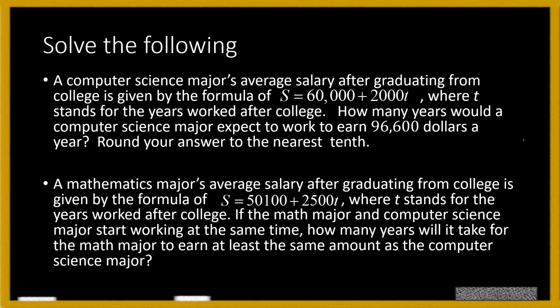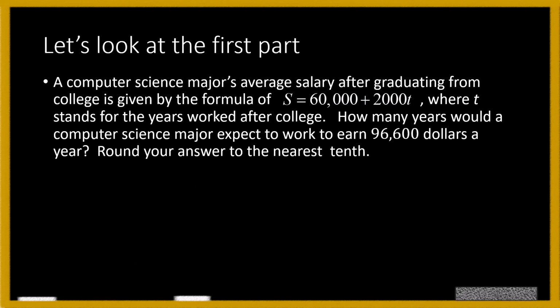The second part of this question reads, a mathematics major's average salary after graduating from college is given by the formula of S equals 50,100 plus 2,500T. Again, T stands for the years worked after college. If the math major and computer science major start working at the same time, how many years will it take for the math major to earn at least the same amount as the computer science major? Let's take a look at the first part of this question.